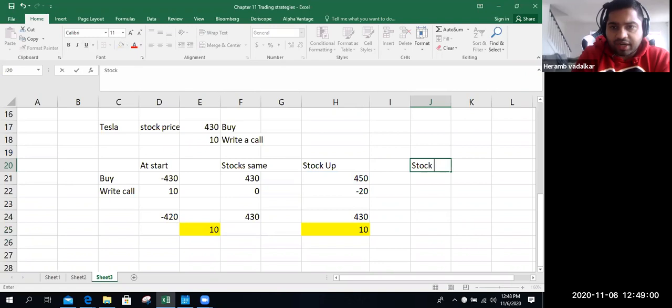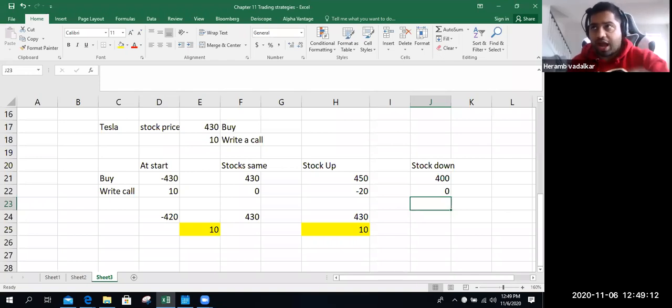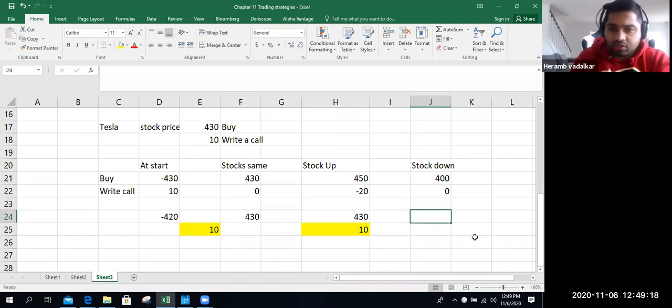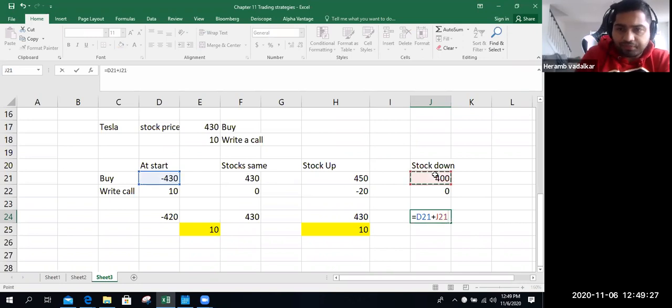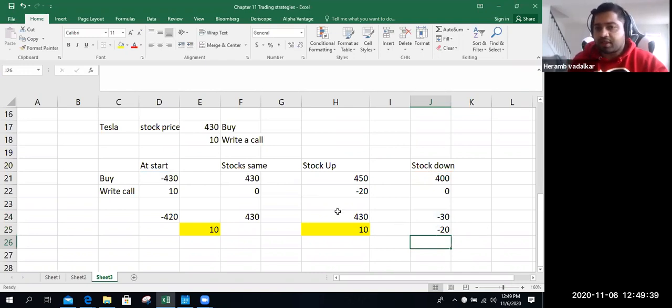Right? What happens if stock goes down? So let's say the stock goes to 400. Okay. Writer doesn't pay anything. Writer only pays when stock goes up. You're writing a call option. So how much loss did you make? Stock was at 430. You got back 400. So total loss you made was 30, plus you pocketed 10. So loss is $20. So if stock goes down, you lose money.